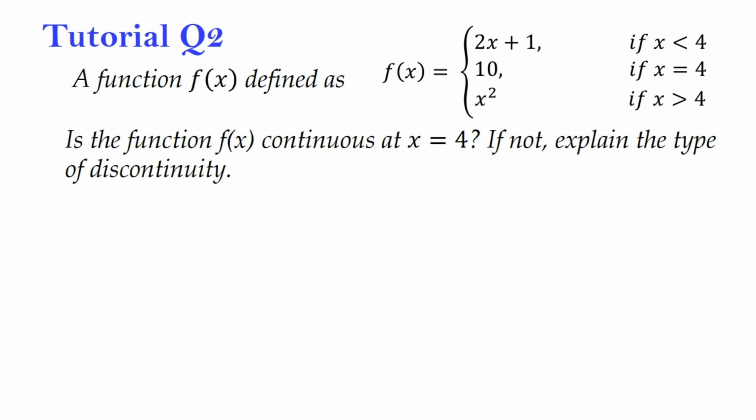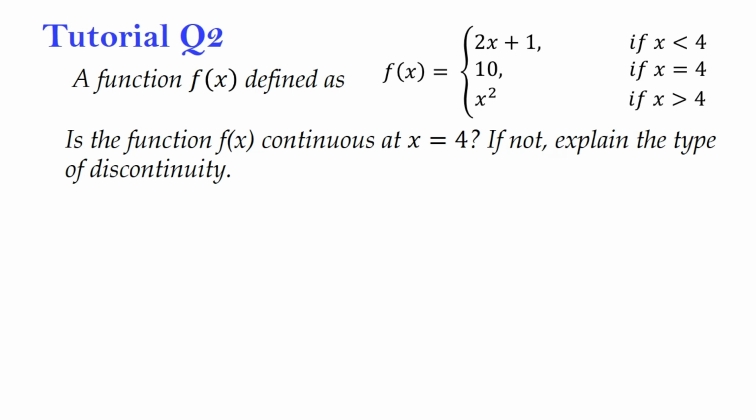So what is it all about? Let's consider this question now. We are given our f of x to be this. And the question is this: we are to determine if the function f of x is continuous at x equals 4. And if not, we should explain the type of discontinuity.